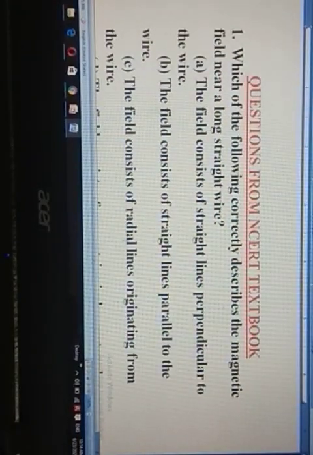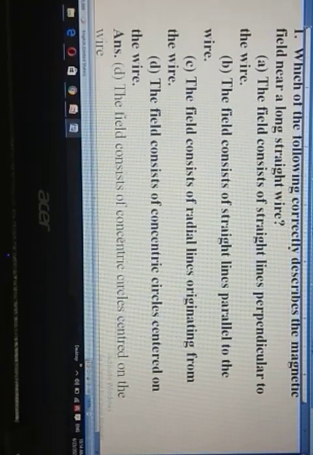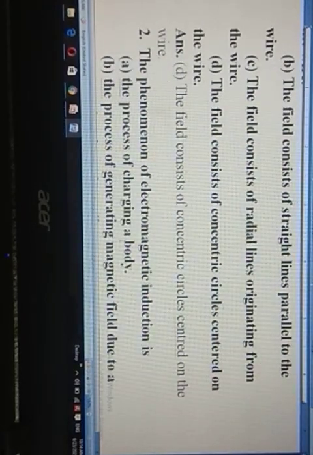Another set of questions from the NCERT textbook is given. Number 1, which of the following correctly describes the magnetic field near a long straight wire? A, the field consists of straight lines perpendicular to the wire. B, the field consists of straight lines parallel to the wire. C, the field consists of radial lines originating from the wire. Or D, the field consists of concentric circles centered on the wire. The answer is: the field consists of concentric circles centered on the wire.